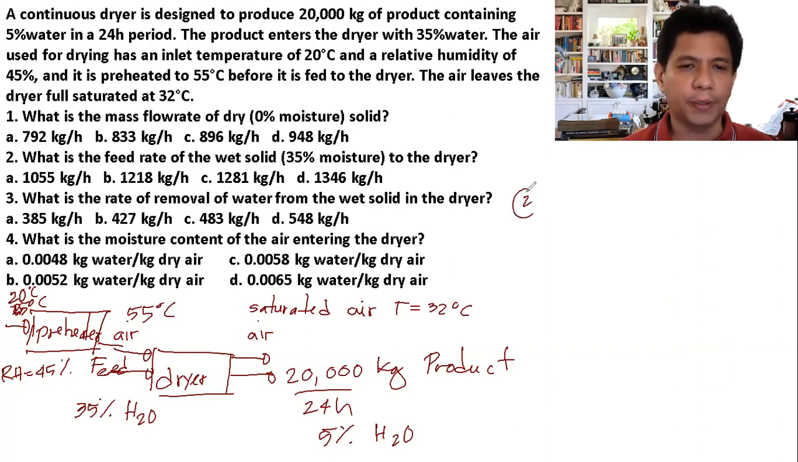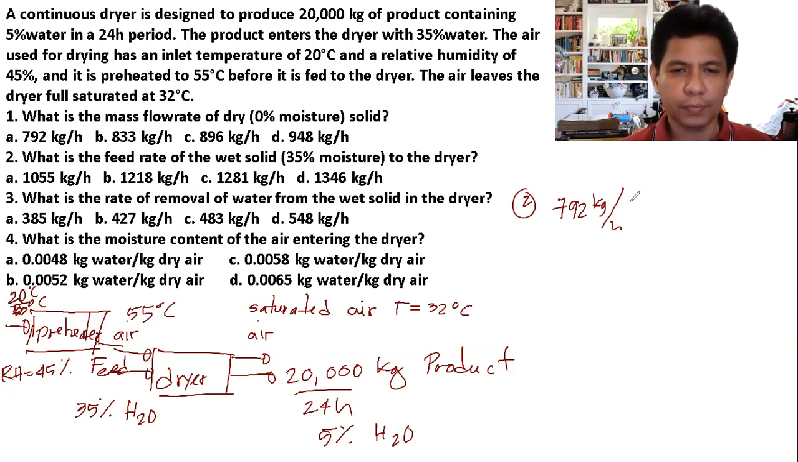So for number 2, let's start with 792 kilogram per hour. This is the total amount of solid, no? Dry solid, leaving the dryer. Okay. So let's convert this to a 35% moisture material. So basically what I'm going to do is I'm going to multiply this with a conversion factor.